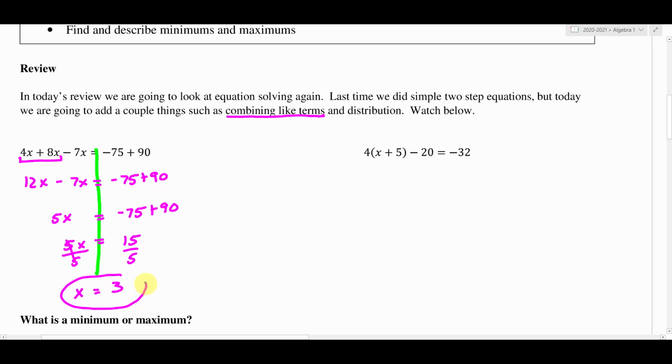And there's my number, right? If I were to take this 3 and plug it back in up here for all those x's, I would get the same number on both sides. It would make my equation true.